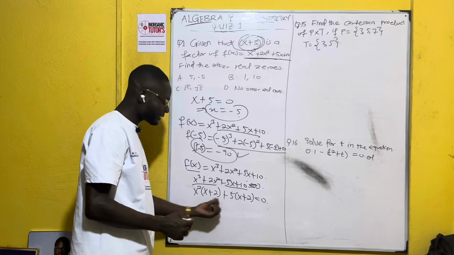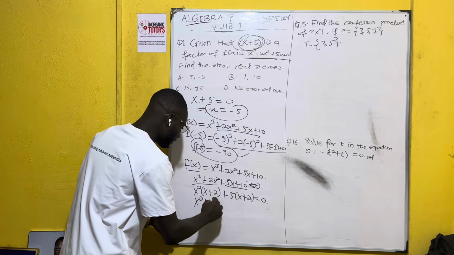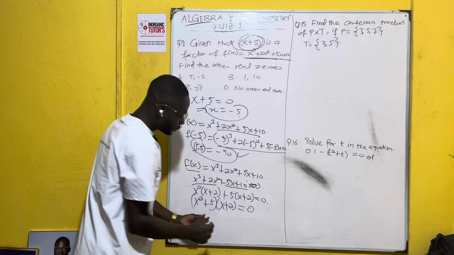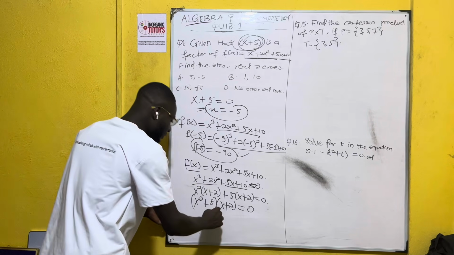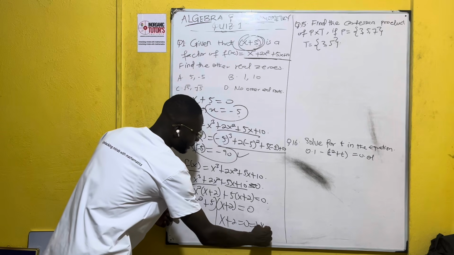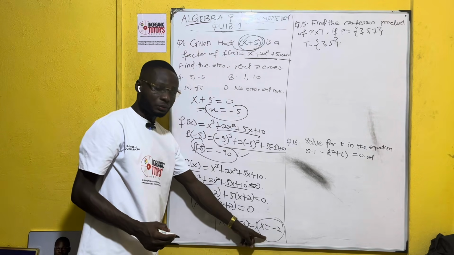So we add the outside arguments. We have x squared plus 5, and then x plus 2. You set each of these to 0. When you set x plus 2 to 0, you have x plus 2 equals 0, which implies that x is minus 2. So that is one real root.